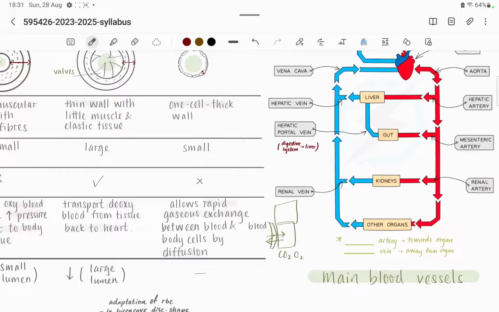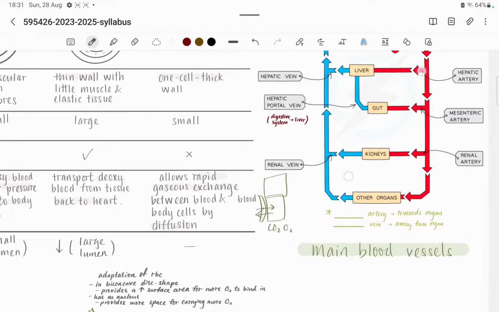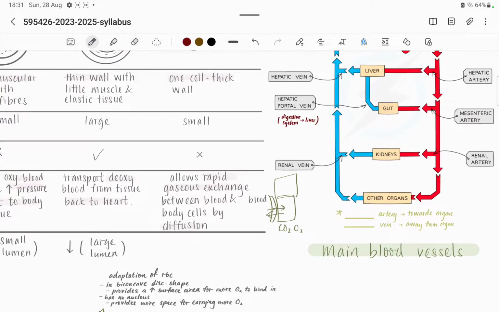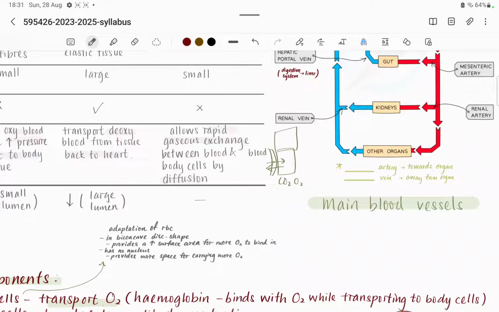And then gut, they have one more: mesenteric artery. This one you don't have to know, but you can just know the name as extra knowledge. Okay. Kidneys, you have renal vein and renal artery. Artery is towards the organ, vein is away from the organ. Okay.